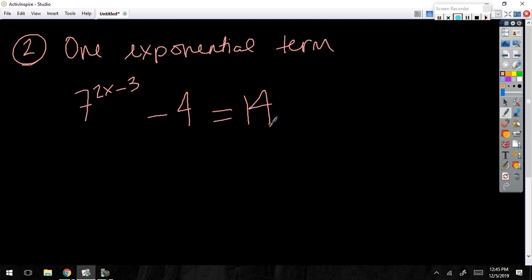The first thing we're going to do is we're going to isolate. What does isolate mean? Get it by itself. Isolate the exponential term. How are you going to isolate that exponential term? Add 4 to both sides. Does everybody see that?